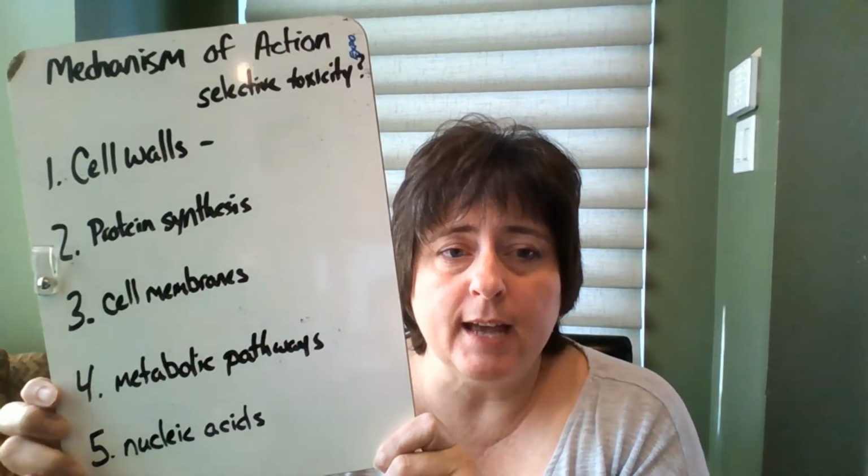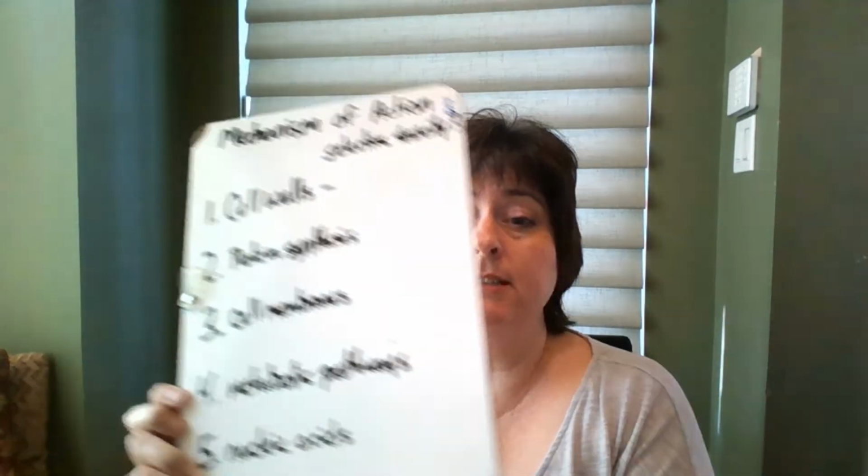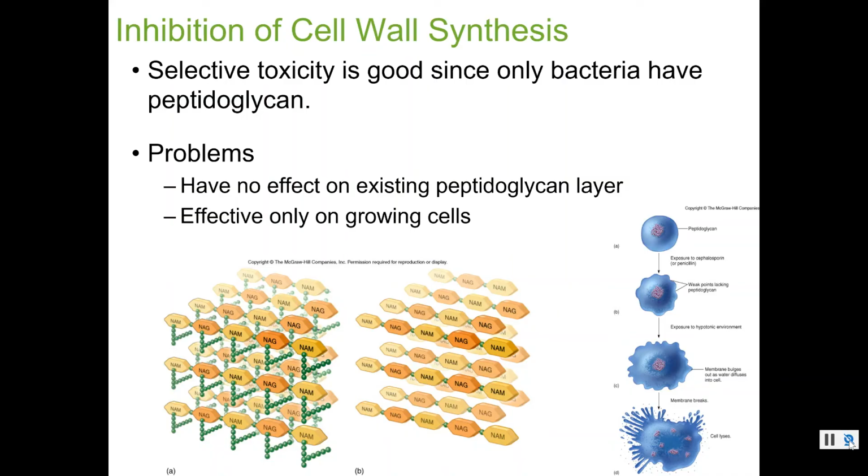So the first category we're going to look at is bacteria cell walls. What are you thinking for selective toxicity against bacteria cell walls? Cell walls are made up of peptidoglycan. Do we have peptidoglycan? No. Do we have cell walls? No. So any drugs that interfere specifically with cell walls, this selective toxicity is very good.